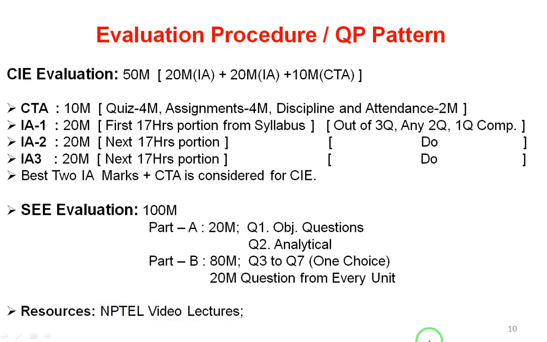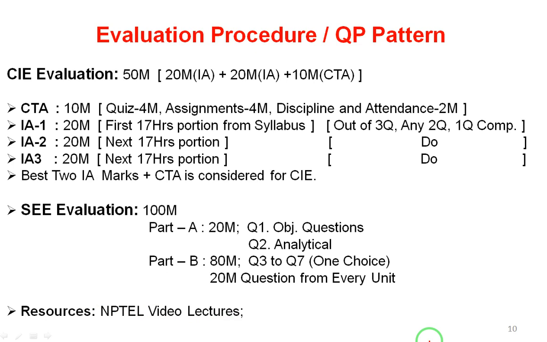The CTA, course teacher assessment, is for 10 marks. This 10 marks is allotted by taking the quiz for 4 marks, several assignments for 4 marks, and discipline and class attendance for 2 marks. So this is how the course teacher assessment marks are split. And IA1 is conducted for 20 marks.